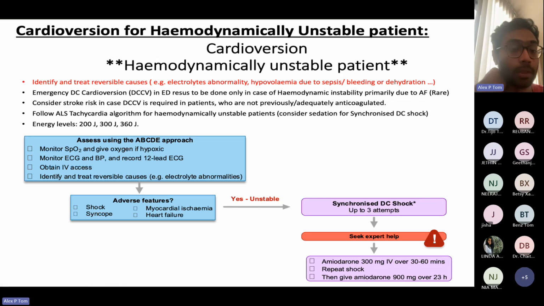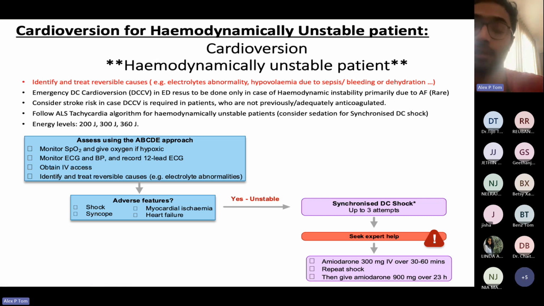Now the patient is unstable. If the patient is unstable, what do you do? You just need to follow your ABCD approach and then look at what are the adverse features. If the patient is unstable, it's advisable to do a DC cardioversion. So DC cardioversion is the choice of management if the patient is unstable. A synchronized DC cardioversion. Remember, it should be a synchronized DC cardioversion.